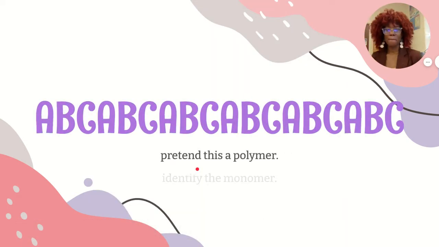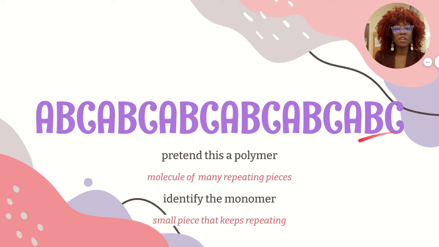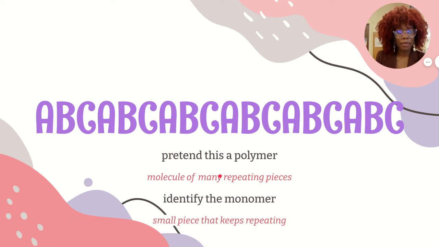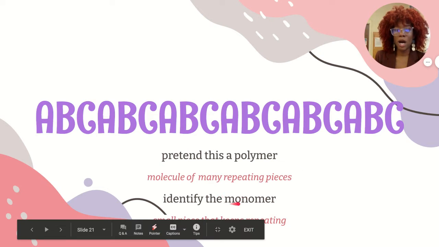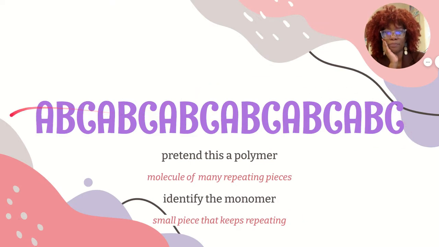Okay? So pretend that this right here, ABC, ABC, ABC, ABC, ABC, ABC, ABC, is a polymer. Identify the monomer for me. What is the monomer here? Well, we know that a polymer is going to be a molecule made up of many repeating pieces, because poly means many. Okay? And I want you to identify the monomer. And again, the monomer is the small singular piece that keeps on repeating. So this is a polymer. What is the monomer?